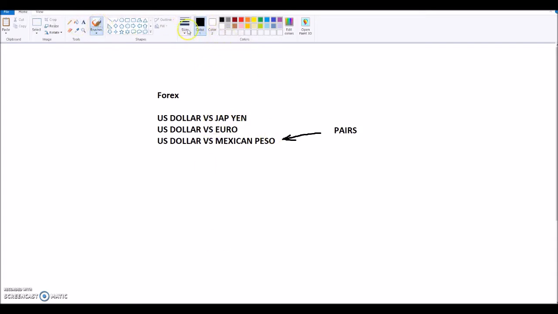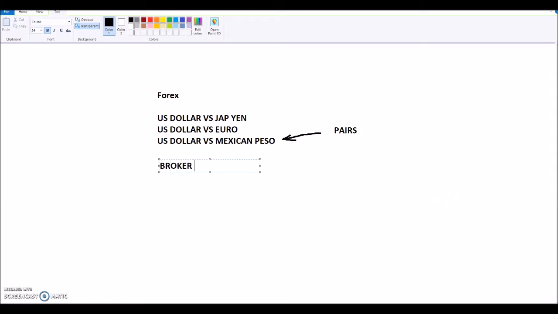I think the main difference between stocks and forex is that in forex your broker can lend you money. So in forex you have a broker that could lend you, for every $1 that you deposit into your account, $50. $1 to $50, that's called the leverage.